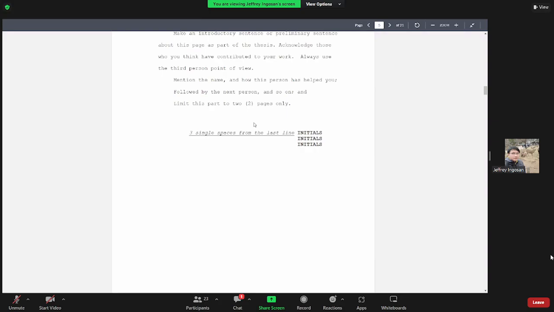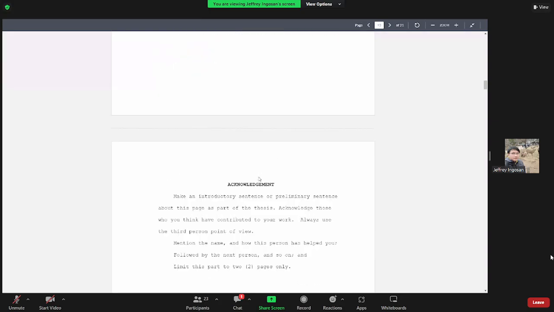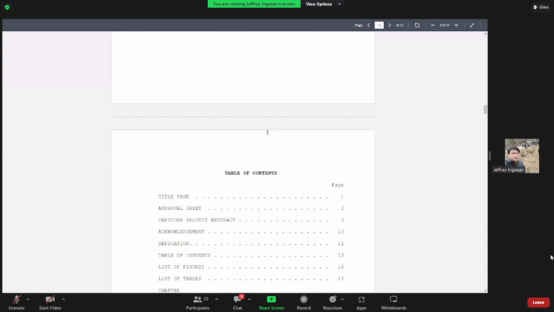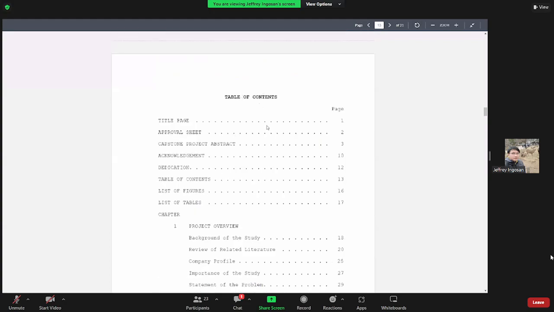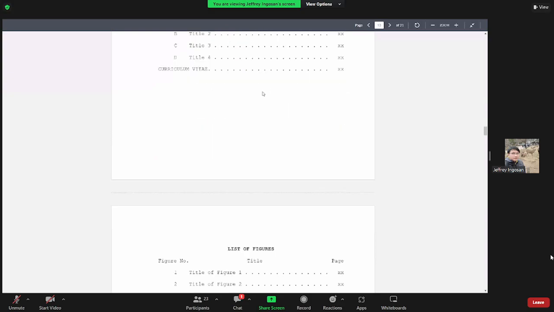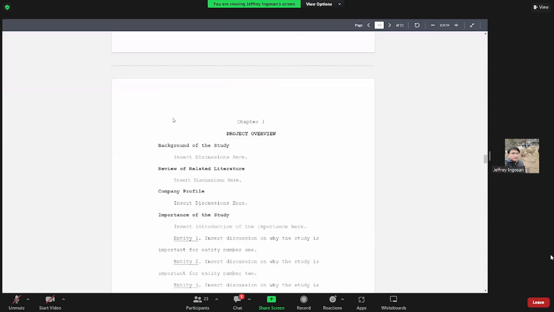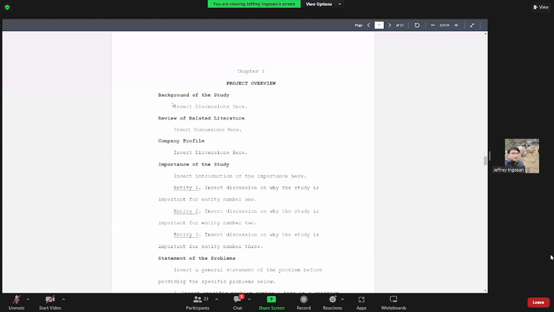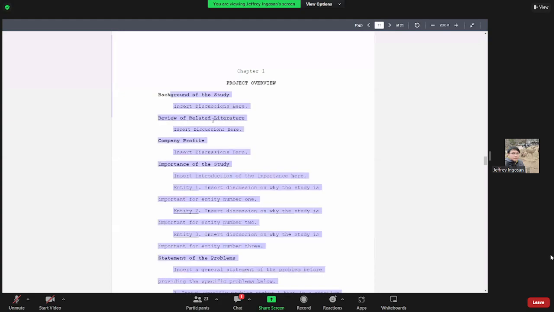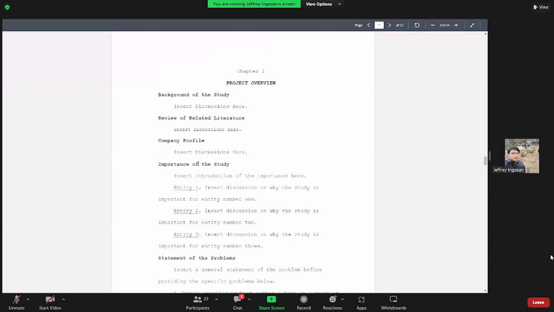So similarly for acknowledgement, it's only the acknowledgement label and then the initials, which are bolden. Dedication, it's only the dedication which is bolden. Table of contents, this is the only thing which is bolden, the label, table of contents. List of figures, it's just the label, list of figures. Likewise with list of tables. For chapter 1, just the label of the chapter and then the title of the components of chapter 1, which are bolden. No other parts, no other text should be bolden.